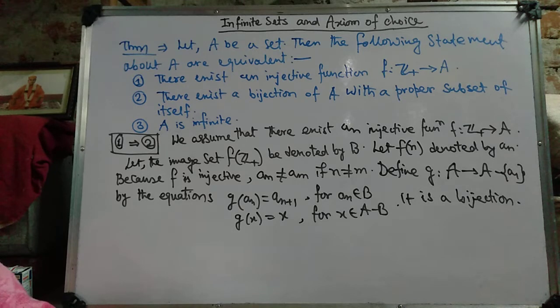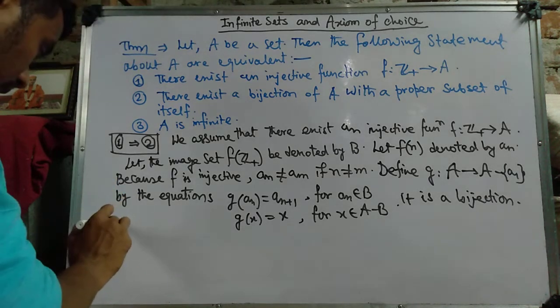Now we prove there exists an injection from Z plus to A, then we get a bijection G also, with G(a_n) = a_(n+1) and G(x) = x if x is in A minus B. Then it is a bijection, and next we show that 2 implies 3.